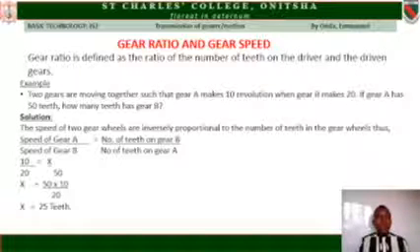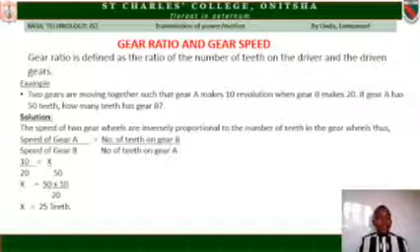The formula for calculating the gear ratio is speed of gear A, all over speed of gear B, is equal to number of teeth on gear B, all over number of teeth on gear A. If you have this at your fingertips, you can calculate the gear ratio.